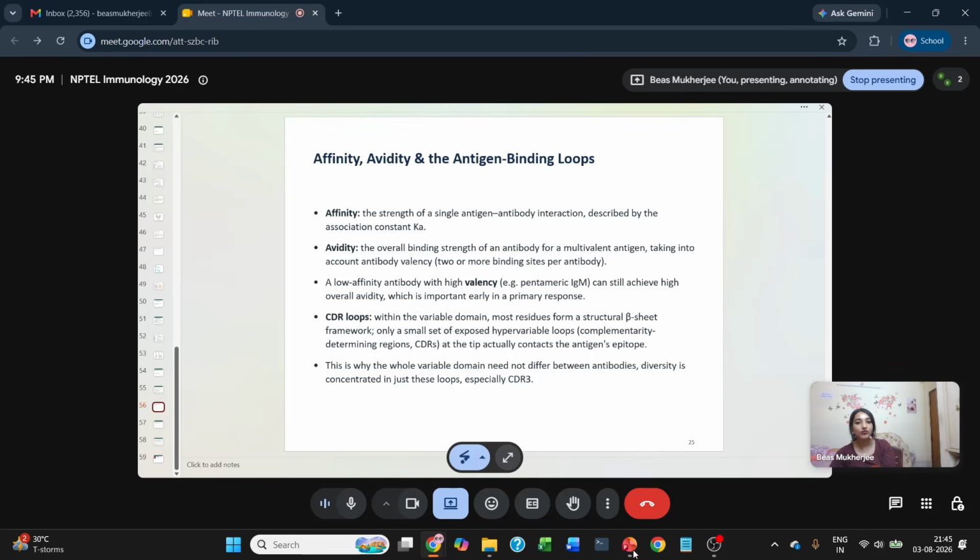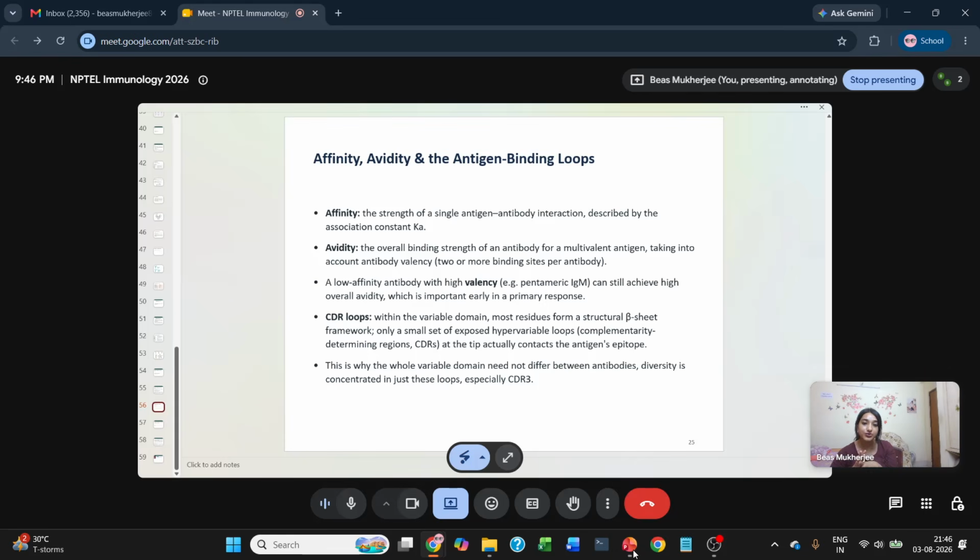Now avidity is the overall binding strength of an antibody for a multivalent antigen, taking into account antibody valency, two or more binding sites per antibody. Okay, so overall, a low affinity antibody with high valency. Valency means how many epitopes it can bind. For example, pentameric IgM can still achieve high overall avidity, which is important early in a primary response.